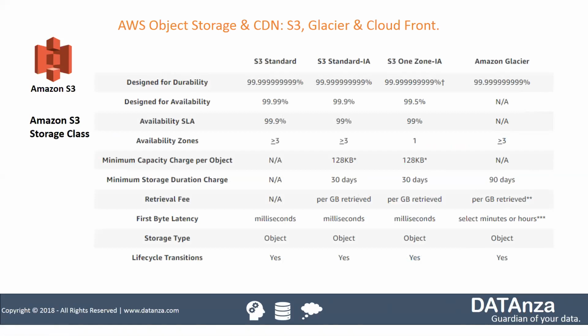So how is the data retrieved? Every GB that you are retrieving, you are basically being charged for that. Okay, so first byte latency is nothing but, when you are trying to access your object, how fast it can respond. So Amazon Glacier takes about minutes or hours, as we have seen. Others are going to take about milliseconds.